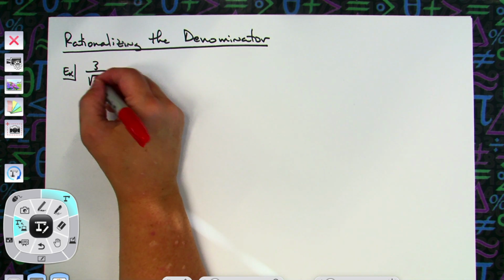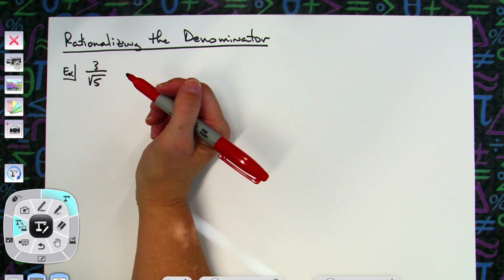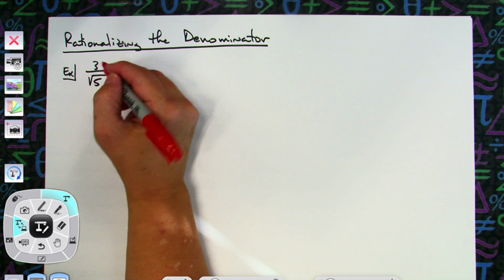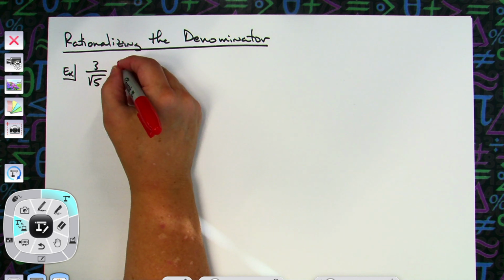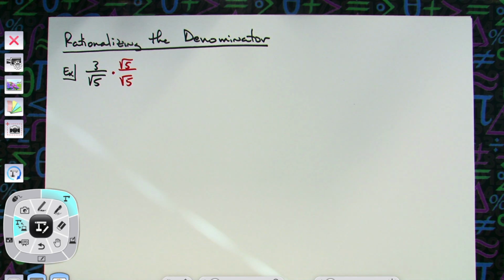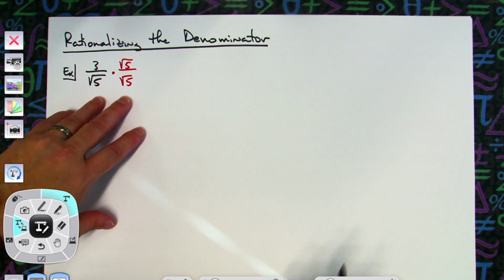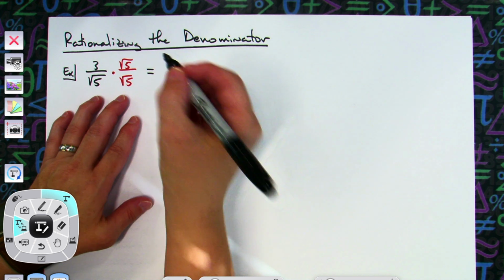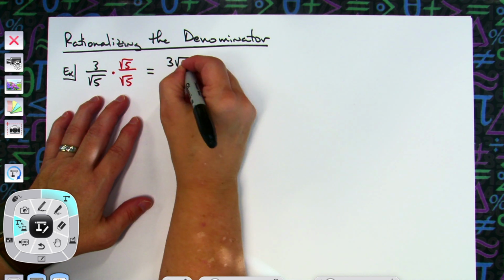So if I take this fraction and I multiply by a form of 1, I'm not changing my original problem at all. I pick whatever that denominator is, and I turn it into the form of 1, so I go square root of 5 over square root of 5. I'm multiplying by 1, so I'm not changing that original thing at all, but it's going to get rid of the radical on the bottom, which is what we want to do. If I multiply a number and a radical on the top, I'm just multiplying. So 3 square root of 5.